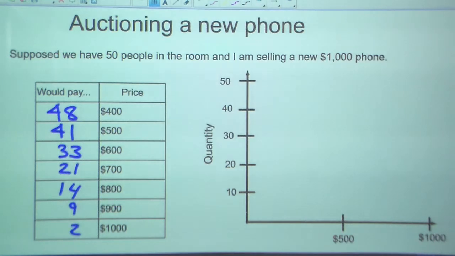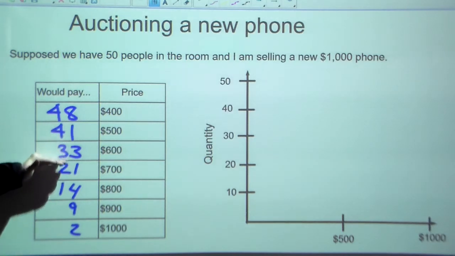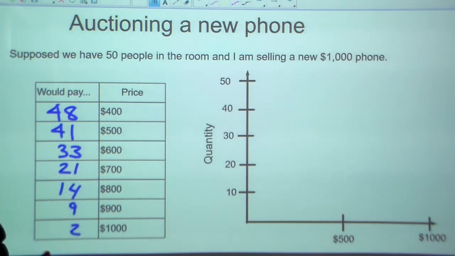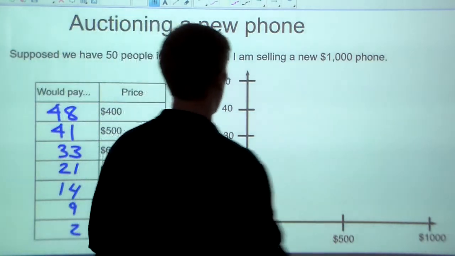So that's kind of how a demand curve would play out. If the price is low, a lot of people want it. As the price goes up, fewer and fewer people are willing to pay that price. And then we put it over here.